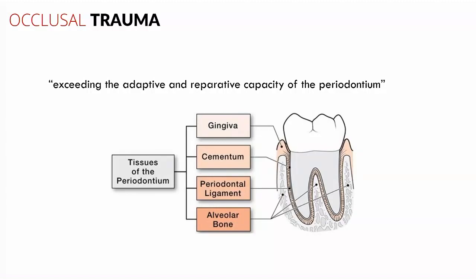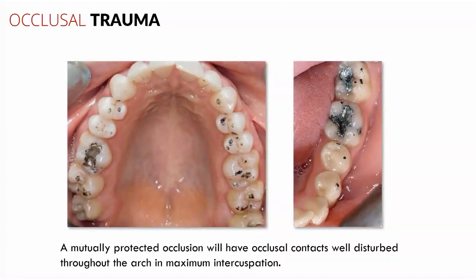When we have a situation where we've violated this mutually protected occlusion, what we tend to get is overloading, or exceeding the adaptive capacity of that periodontium. You could literally overload that system, and we're going to term that occlusal trauma.